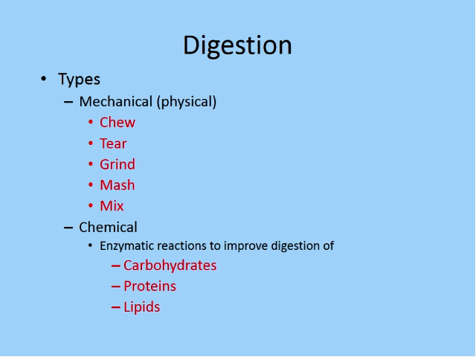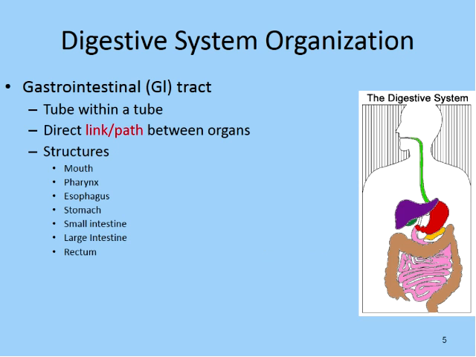So chemically, you have these things called enzyme reactions to improve digestion. All these enzymes are going to help break down carbohydrates, proteins, and lipids. The top one's your energy, the second one is energy and replacement. Lipids can be energy, but it's fat. So that's digestion, both chemical and physical.